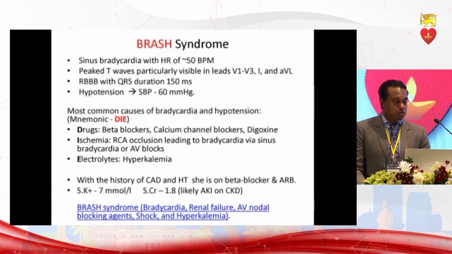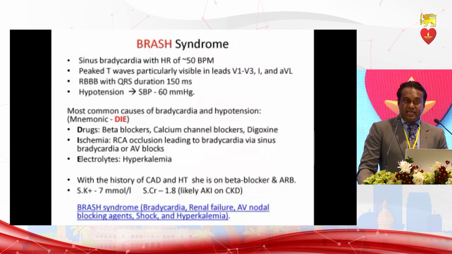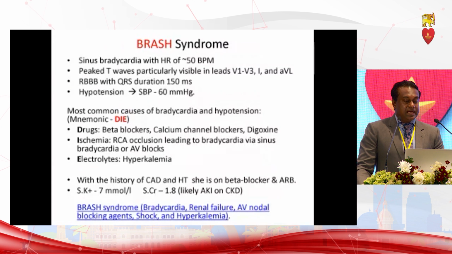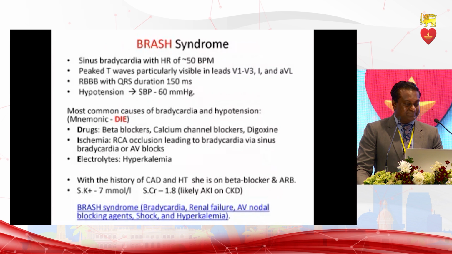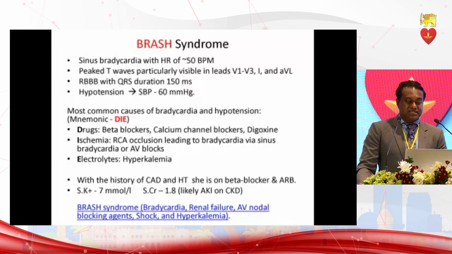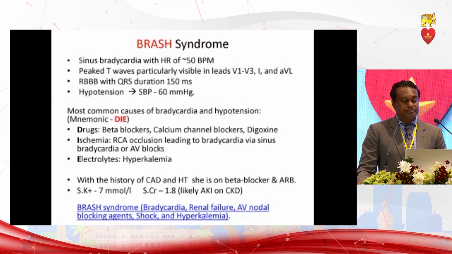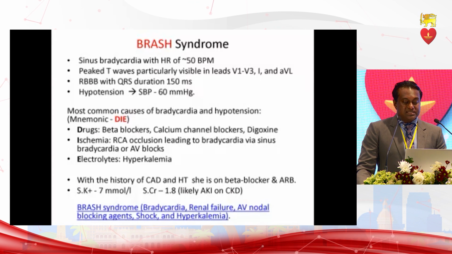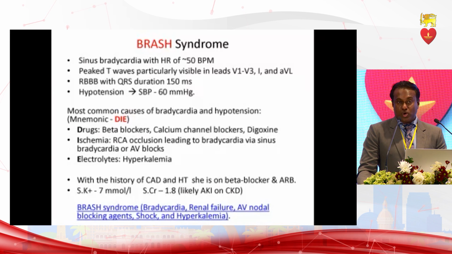And this patient, as we know, had a sinus bradycardia with a heart rate of 50, peaked T waves with a right bundle, and hypotension. For the most common causes of bradycardia or hypotension, we can use the word DIE as the mnemonic. D is drugs: beta blockers, calcium channel blockers, digoxin. I is ischemia, that is RCA occlusion, which can give rise to severe bradycardia due to sinus node or AV node blockade.